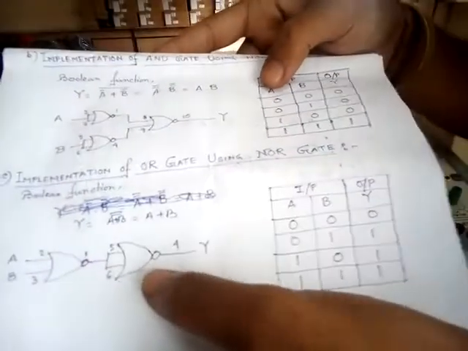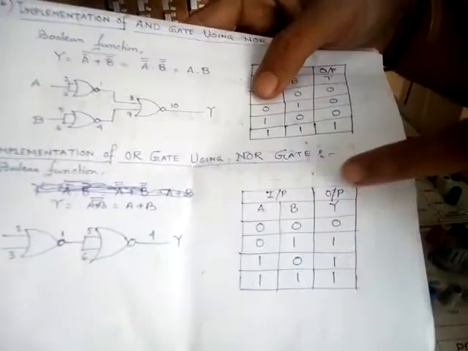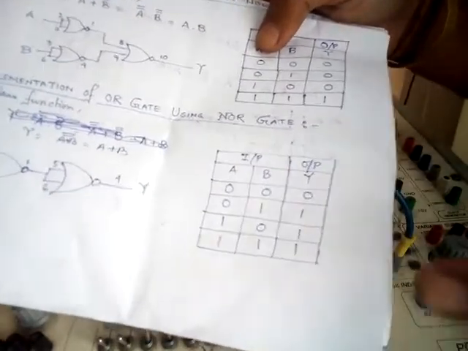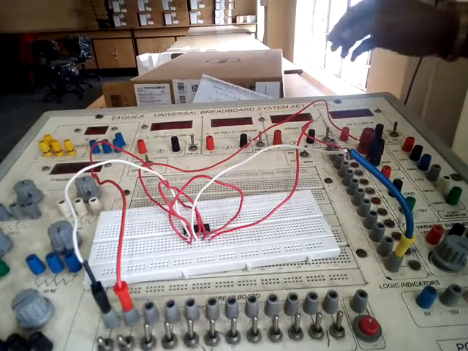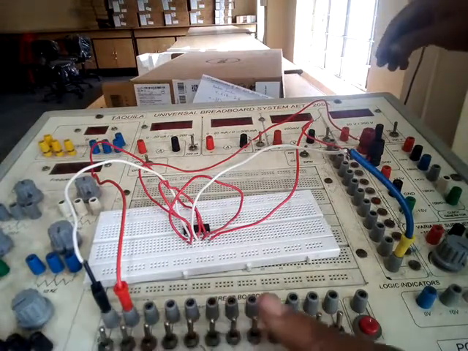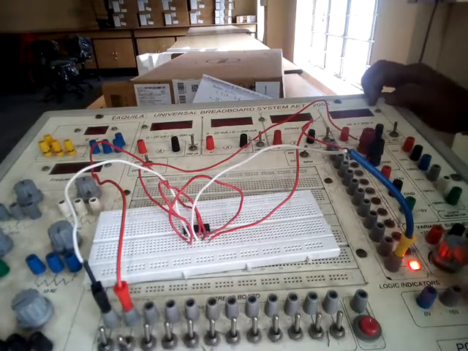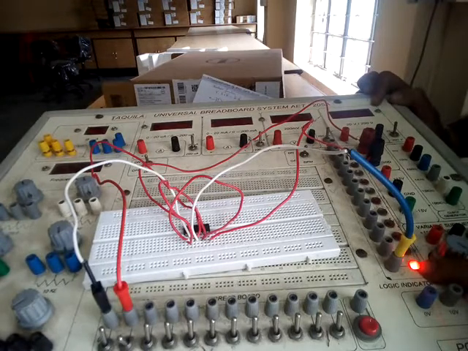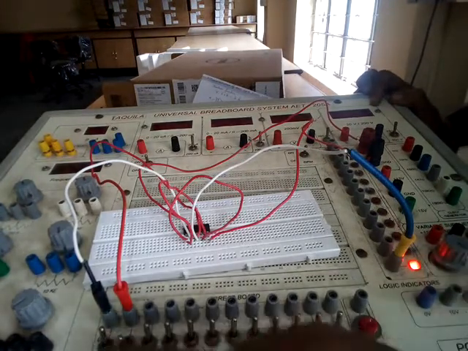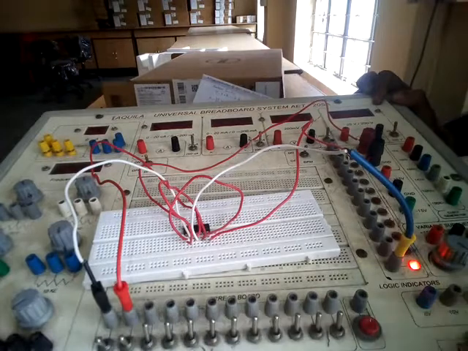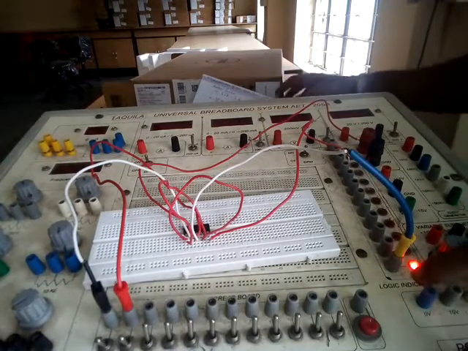The truth table of OR is 0 0 gives 0, 0 1 gives 1, 1 0 gives 1, and 1 1 also gives 1. So if any input is high, then output will be high. So let's check. As this is 0 0, output is 0, and for 0 1, output is 1. You can see the LED is glowing, and for 1 0, output is also 1, and for 1 1, output is also 1. So it satisfied the truth table of the OR gate.